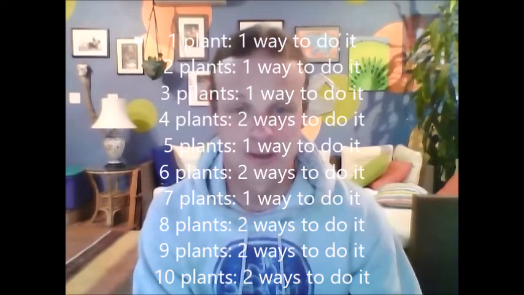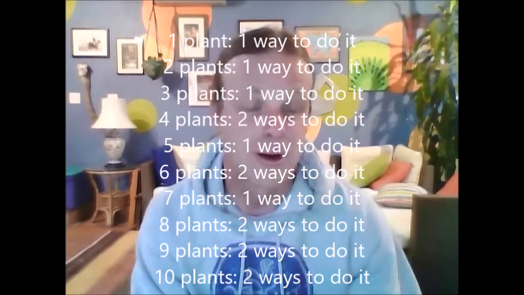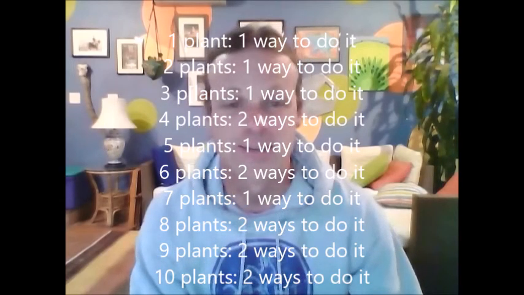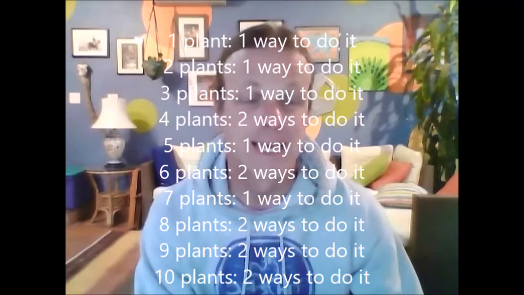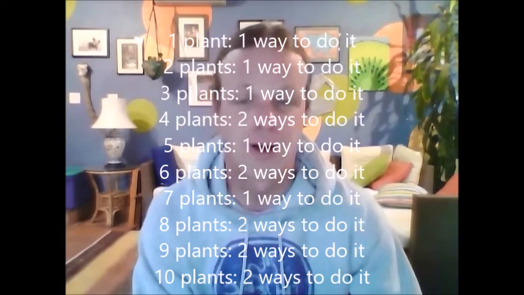With 7, I can only do a straight line. With 8, I could do 2 rows of 4, or I could do the long straight line. With 9, I could either do a long straight line of 9, or I could do a cool box with 3 rows of 3. And with 10, I could do 2 rows of 5, or I could do the long straight line of 10. So, here is what you need to do.